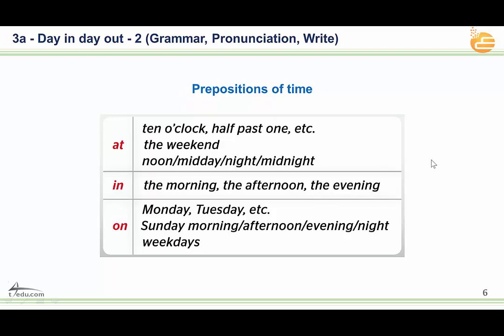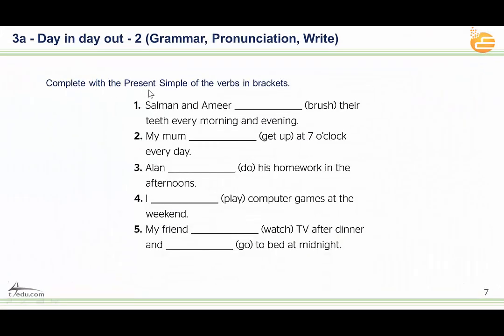Okay, let's go to the next. Complete with the present simple of the verbs in brackets. So, number 1, Salman and Amir, we have brush in brackets, their teeth every morning and evening. So, when we say brush, should we say brush or brushes? Salman and Amir, we have two. With the plural, we don't use S. With the singular, only one, we use S. So we have to say brush as it is. Okay?